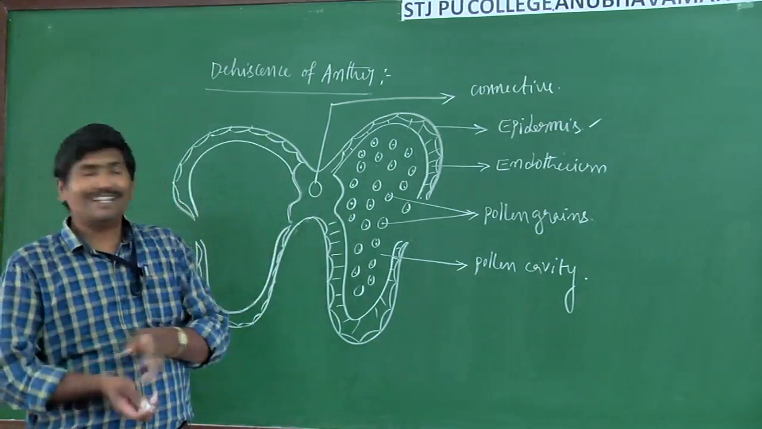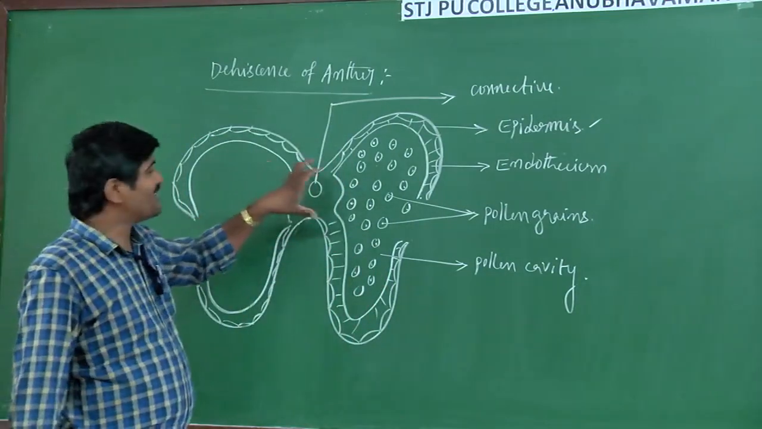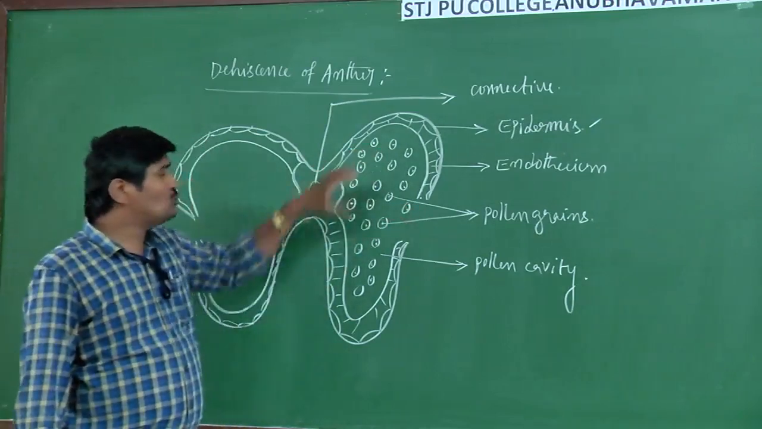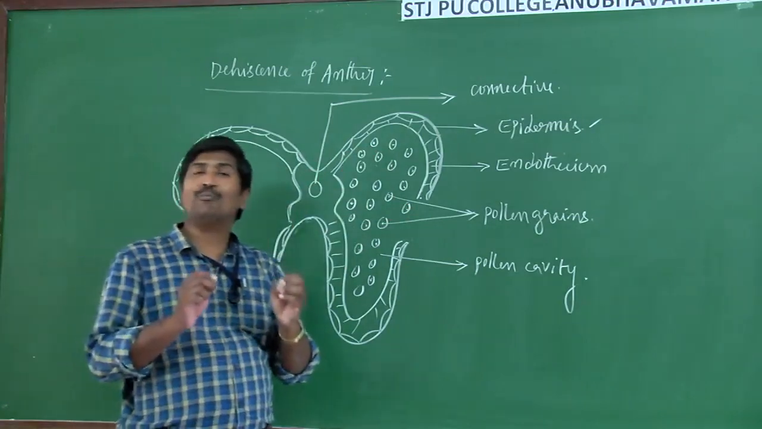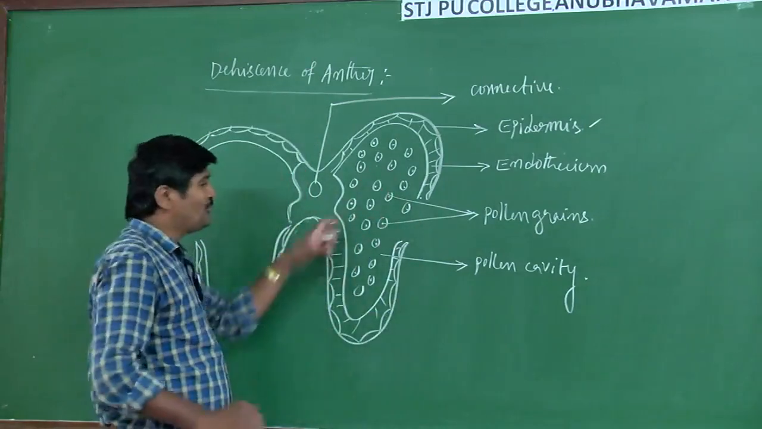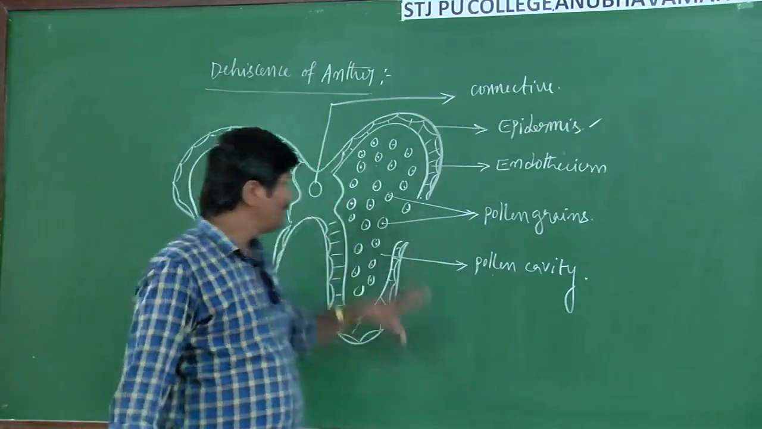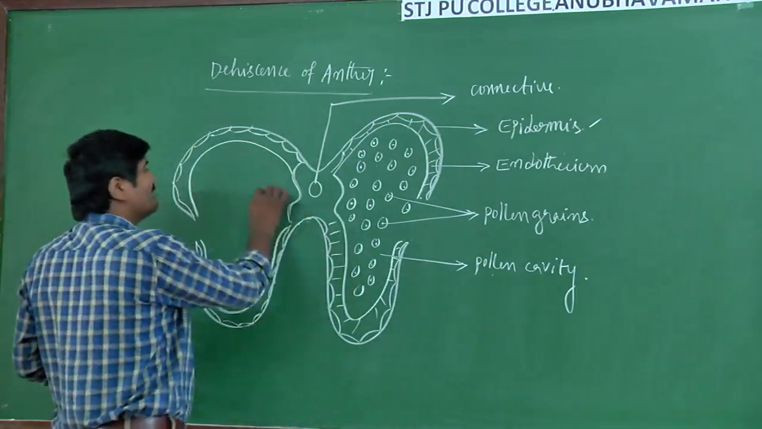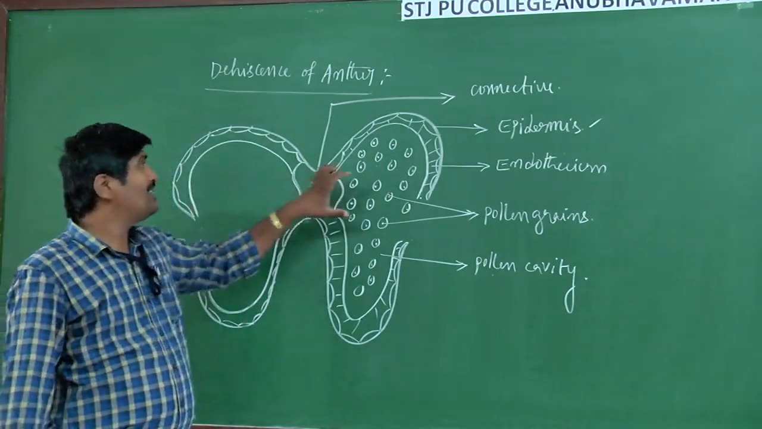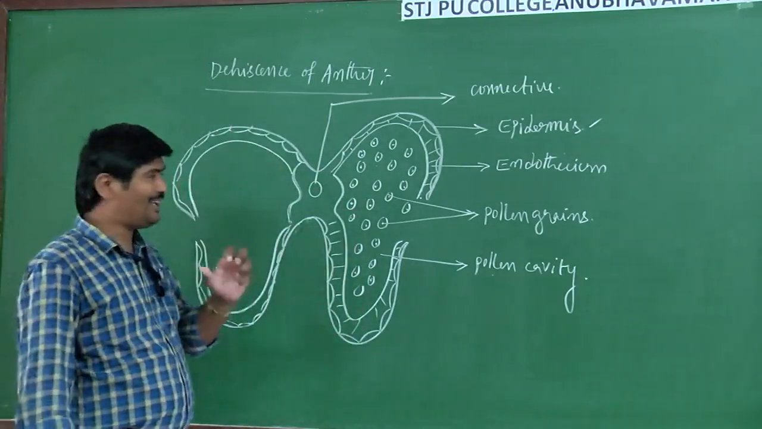The immature anther consists of a total of four pollen sacs, but the mature anther consists of only two pollen sacs. Why? The sterile tissue between the two pollen sacs in each anther lobe is completely degenerated. That's why the two pollen sacs fuse together and form a single pollen cavity. So in the mature stage each anther consists of only two pollen cavities. That's why the mature anther is said to contain two pollen sacs only. This point is very, very important.